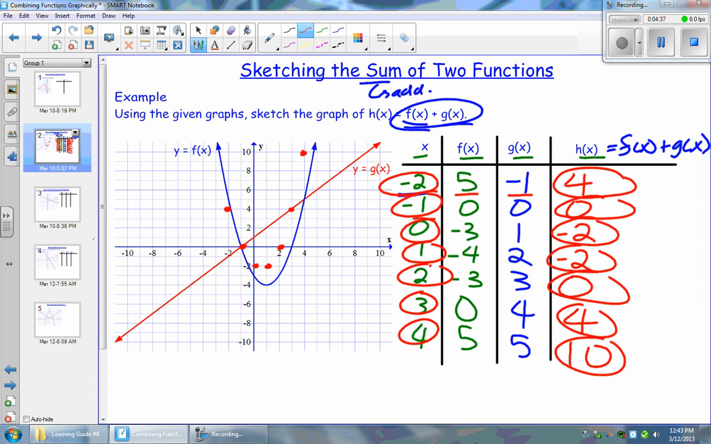So right there. If I join these points, you want to use a nice smooth curve. If I use a smooth curve, I'm going to get something that looks like this. Connect my points. That doesn't look too bad. There's your graph, and we'll label it. This is h of x. It looks like a quadratic, but it may not be because you still need more points to actually see that. So that's how you sketch the sum of two given functions.